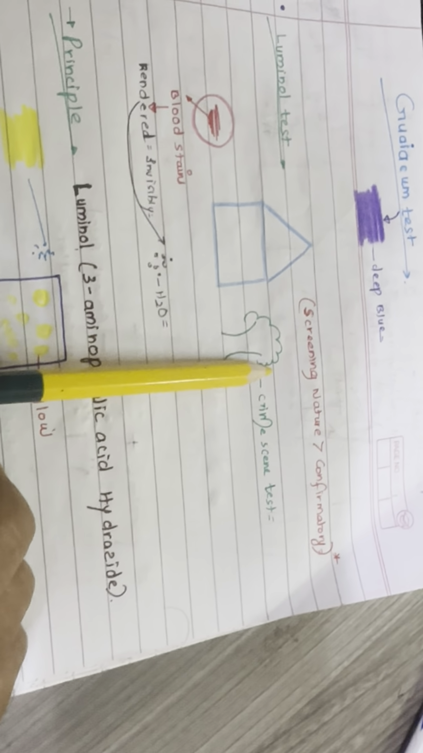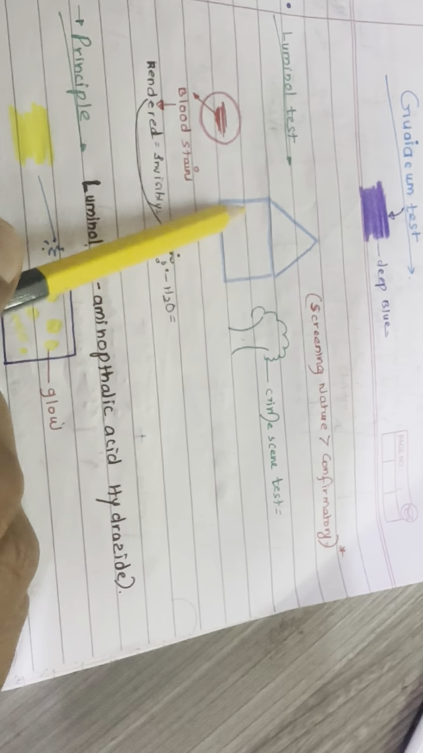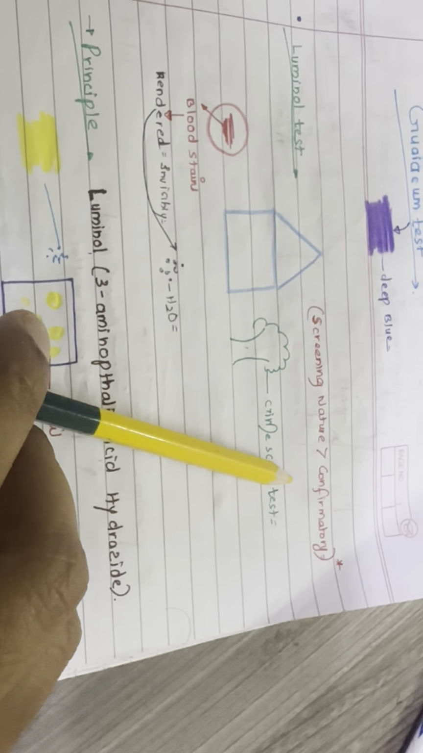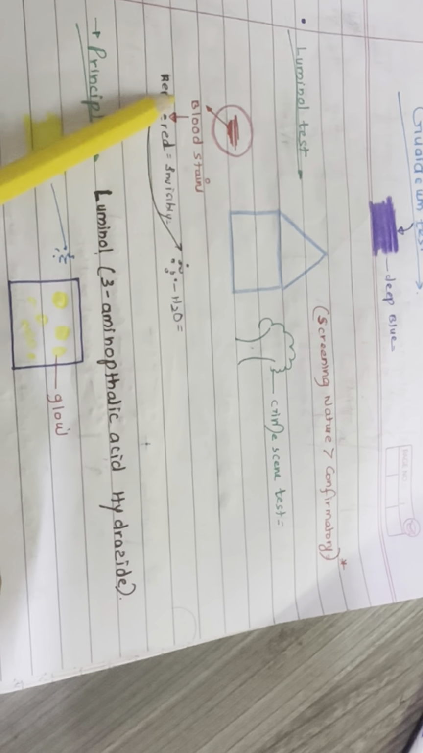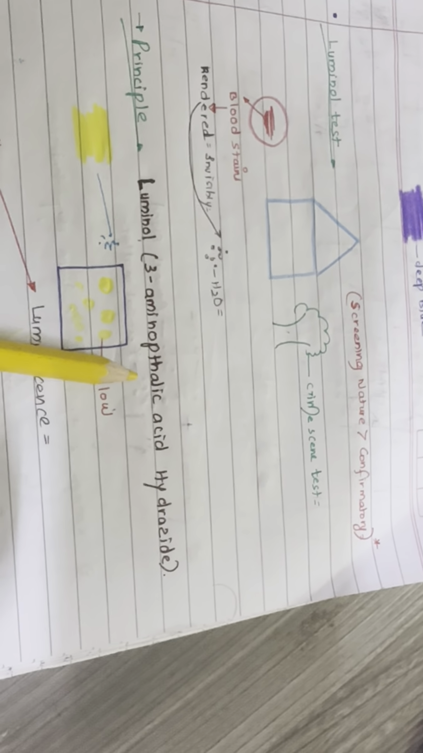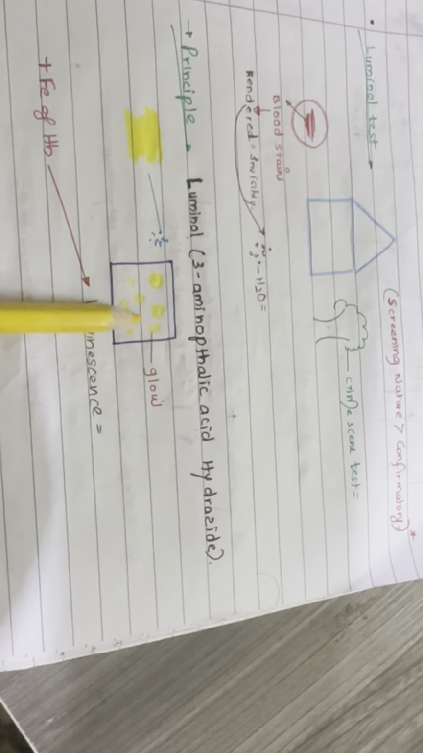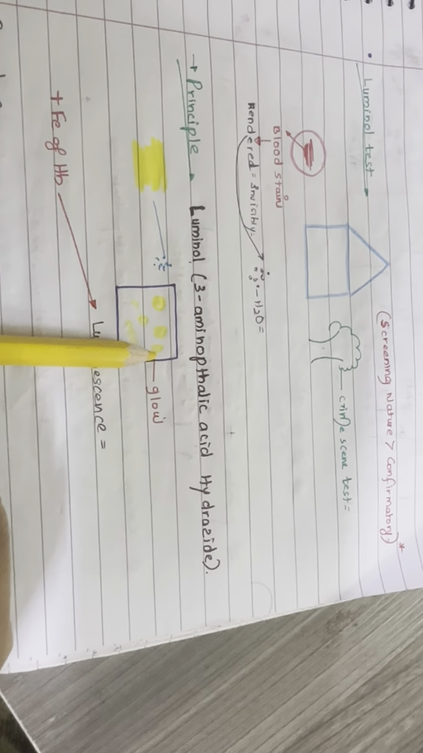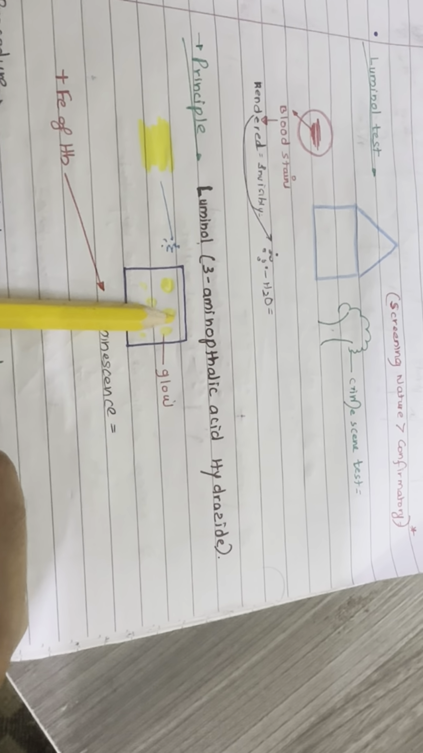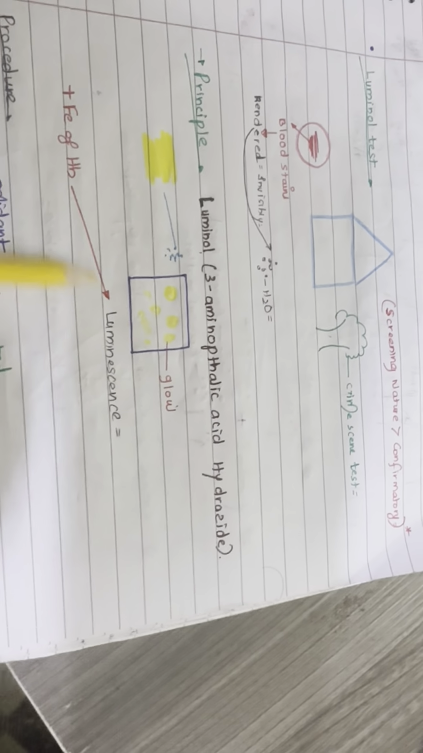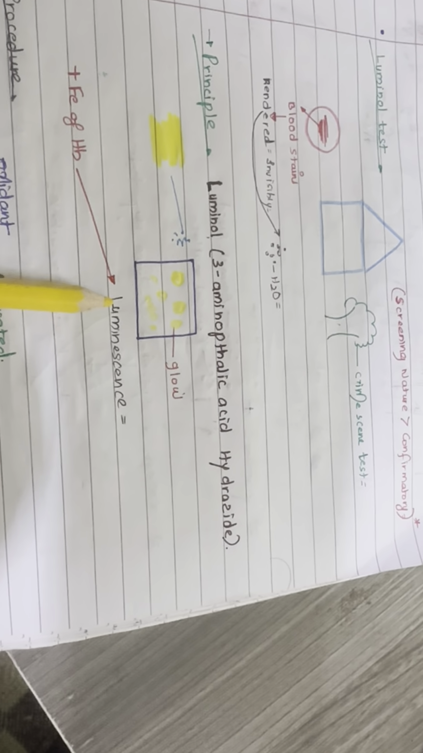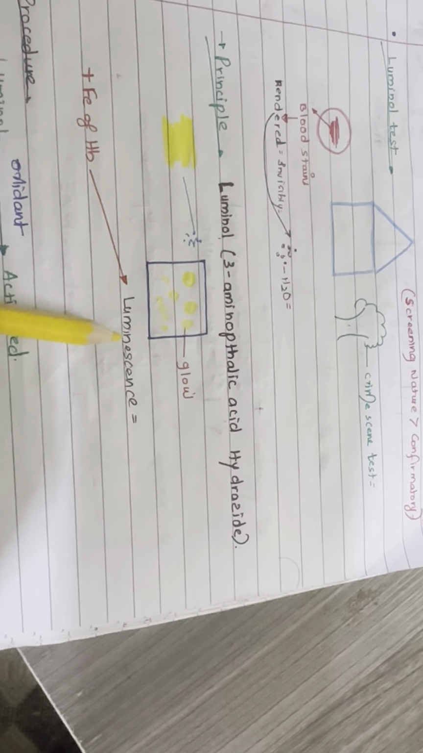It is used when blood stains are rendered invisible by washing the crime scene in an attempt to obliterate the stain. The principle is luminol, that is 3-aminophthalic acid hydroxide, a colorless substance, which when spread on a suspected area would make the entire area glow in the dark if blood is present.